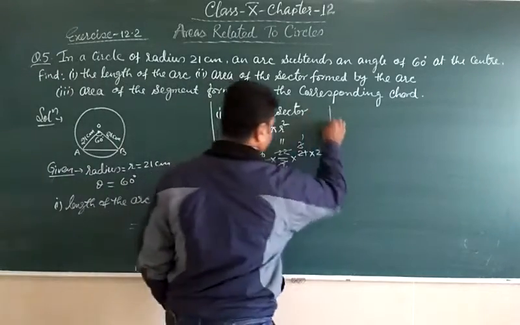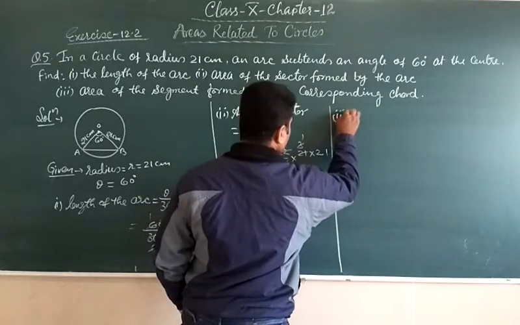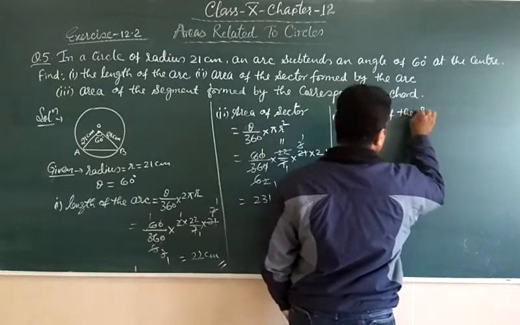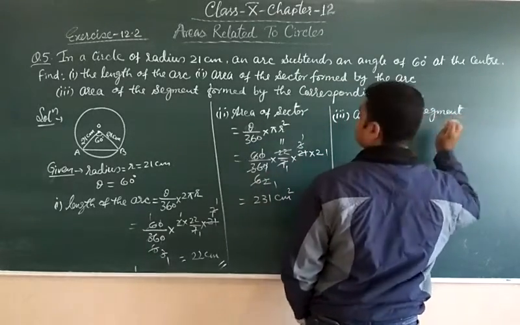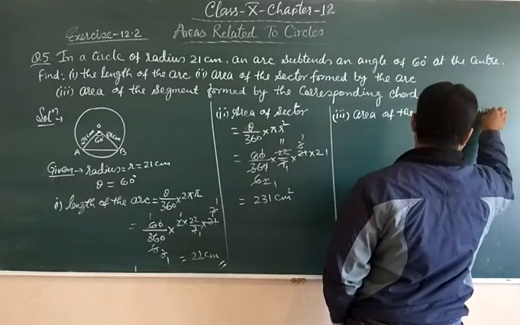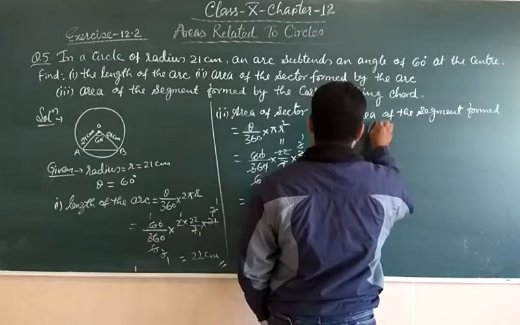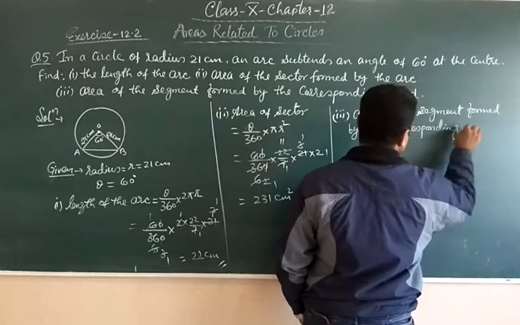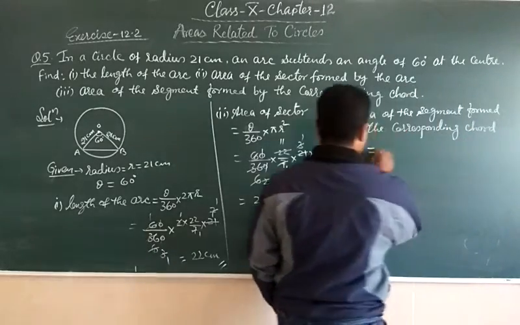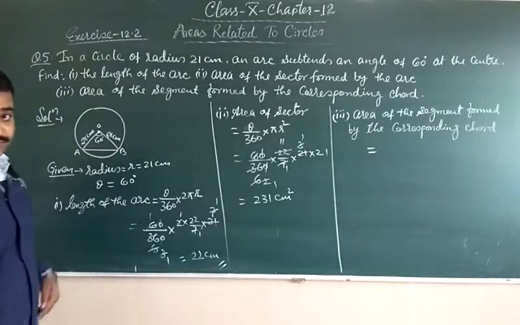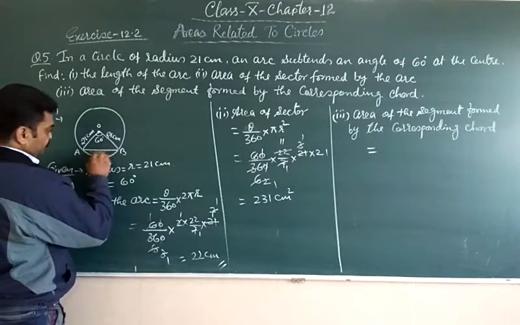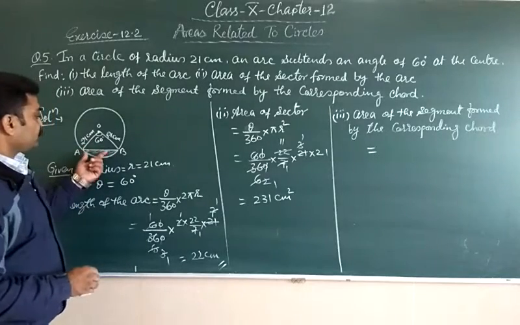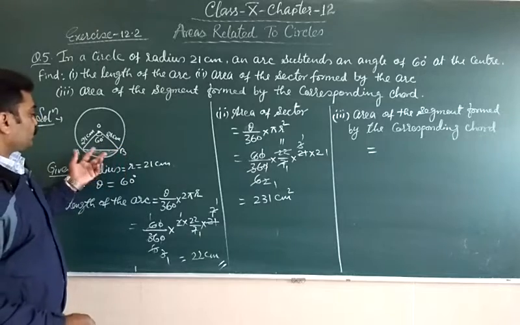Now the third part. Third part is the area of the segment formed by the corresponding chord. See students, here we have to find this area. The area of the segment formed by the corresponding chord, this part.